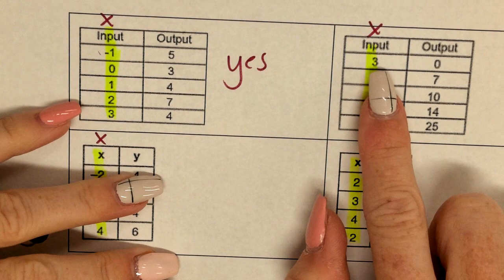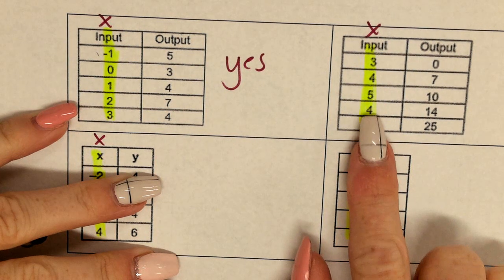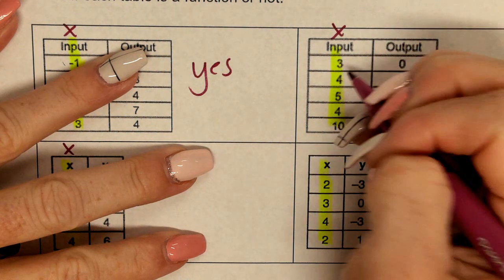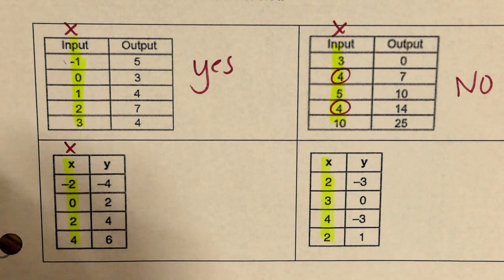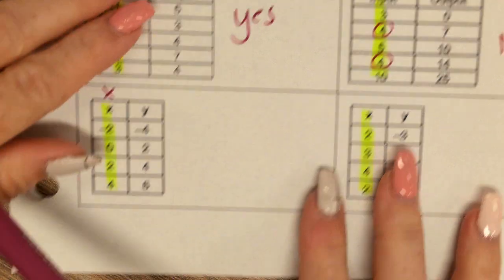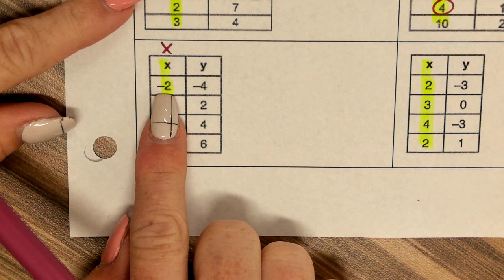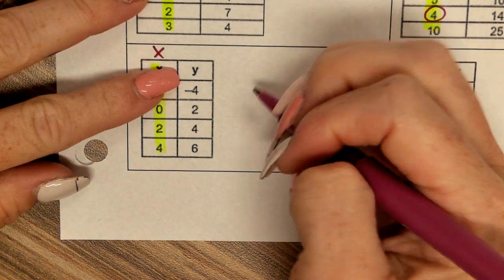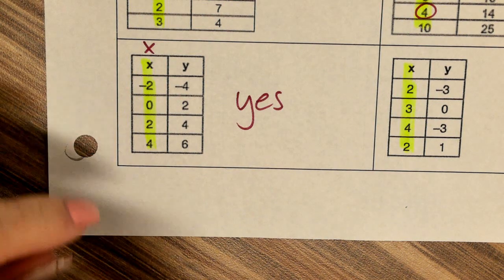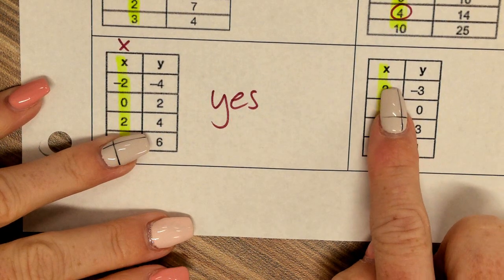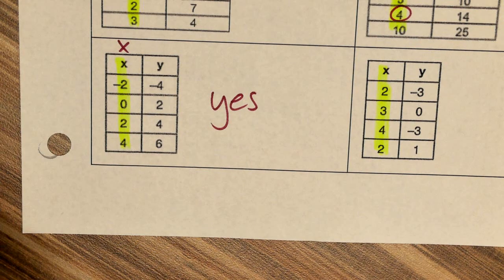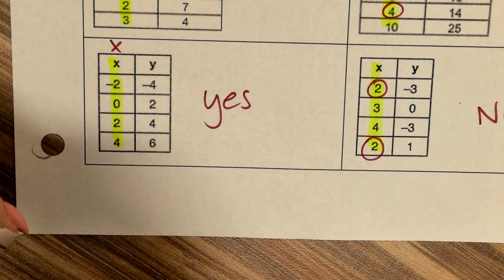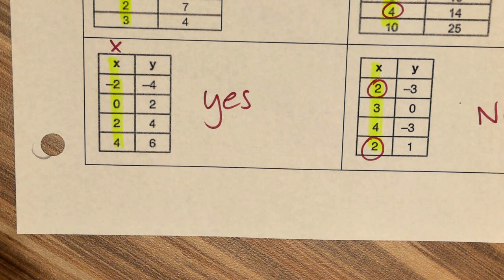Okay, go over here. 3, 4, 5, 4, 10. Is this a function? No. Why? The 4 repeated. Okay, let's look at this one. -2, 0, 2, 4. Yes, it's a function because no x repeats. Look right here. 2, 3, 4, 2. No, it's not a function because the 2's repeat. Do you have any questions so far?